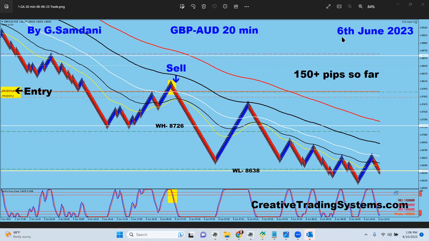So this is the pound Aussie chart on June 6th. We started on the 5th, but there was no trade on the 5th. So this is the one I closed on the 6th, 450 pip. Sell order here, and I shall move to break even plus. This is the entry here.